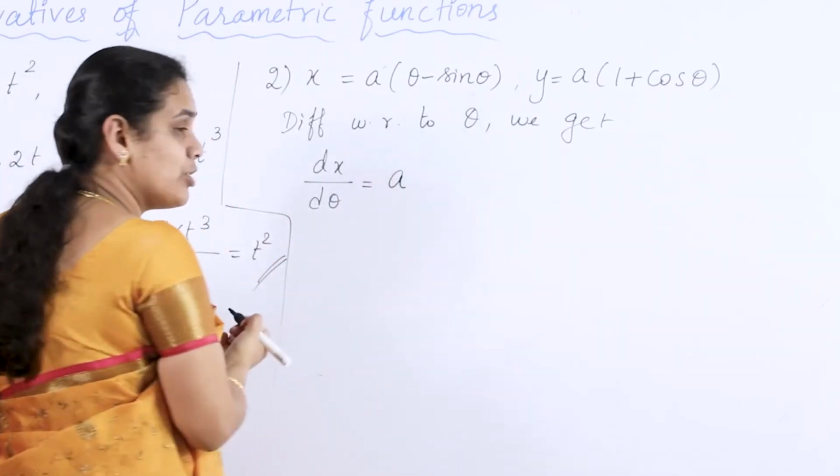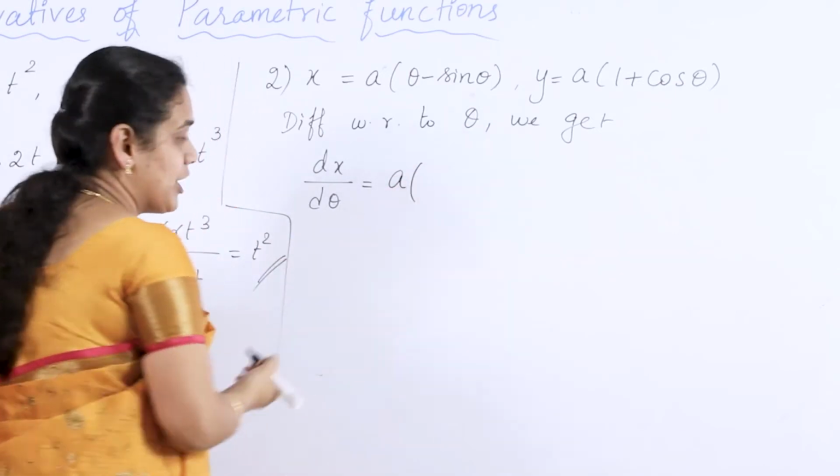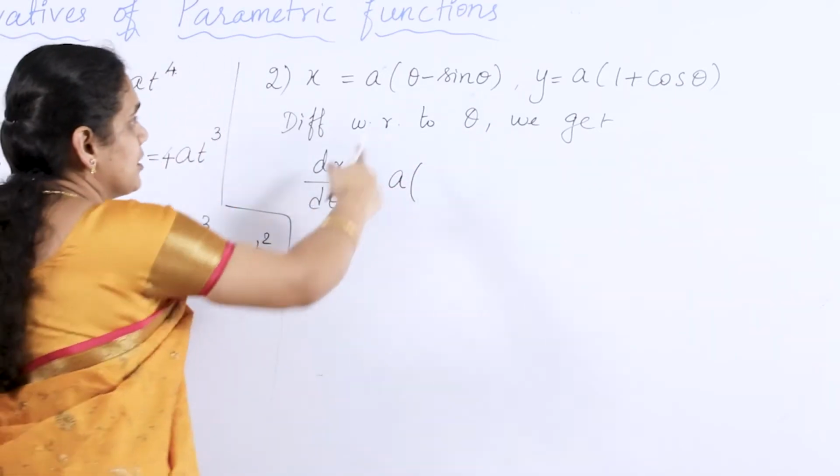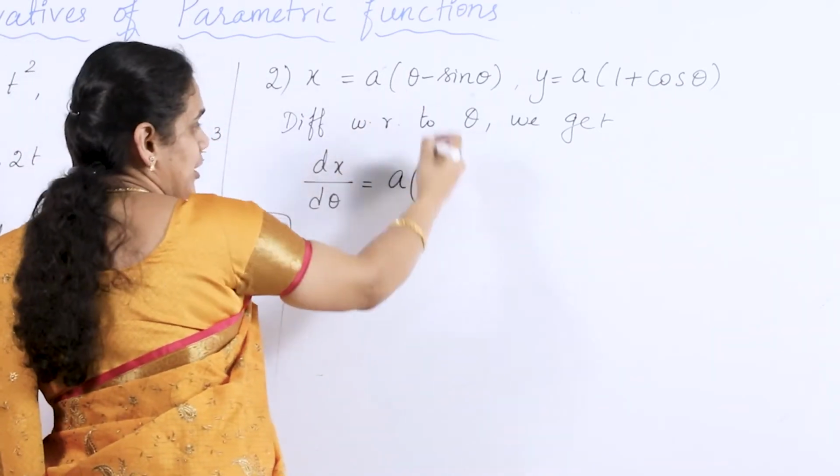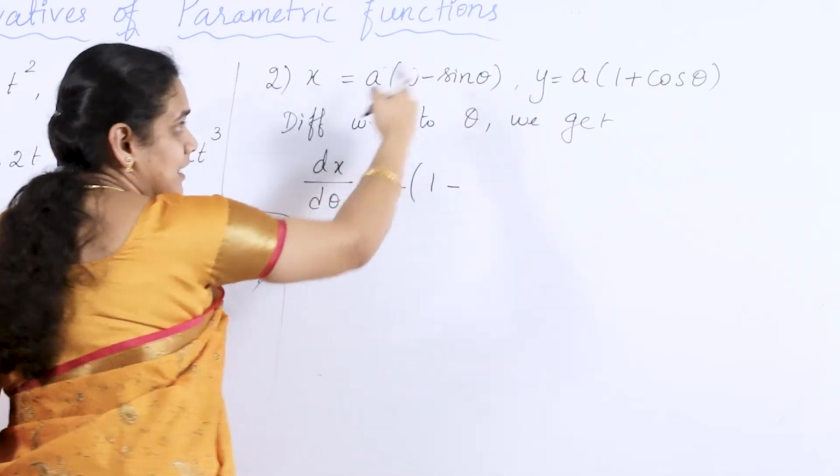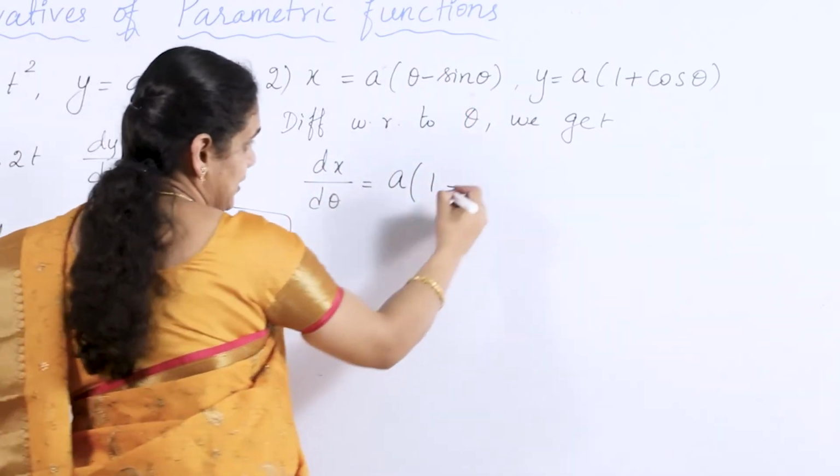So dx by d theta will be equal to a. a is a constant, so it remains the same. It is in multiplication, so it will be the same. And theta, if you differentiate with respect to theta, you get 1 minus sine theta differentiation is cos theta.